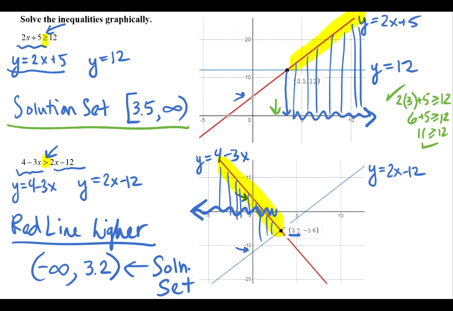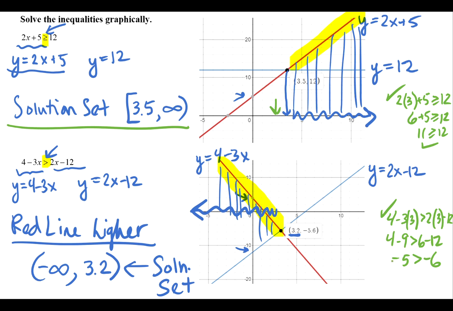I'll just do 3, which should be in my solution set. 4 minus 3 times 3 is greater than 2 times 3 minus 12. 4 minus 9, is that greater than 6 minus 12? Well, is negative 5 greater than negative 6? Yes, it is. Now, be careful with your negatives.